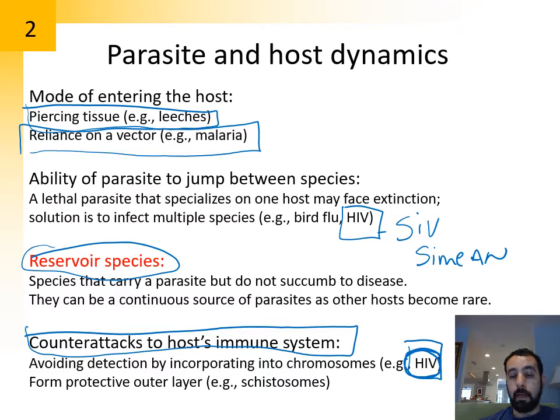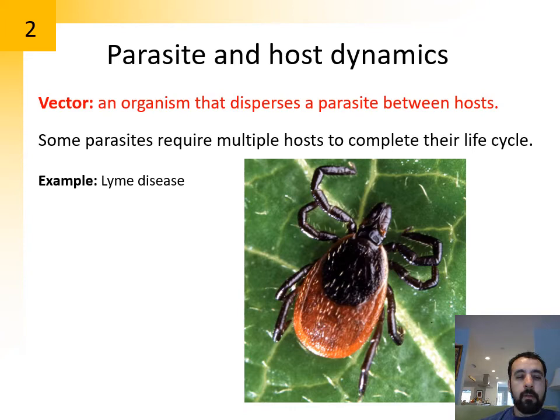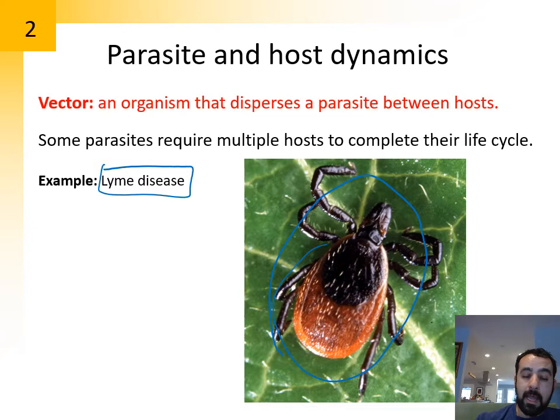So the counterattacks of the host immune system may determine how well the parasite can move from one species to the next. So, vectors. We said that vectors are these organisms that disperse the parasite between hosts. Sometimes what we actually have is a vector that is itself a parasite. Ticks are a good example of that. Ticks are a type of ectoparasite, but at the same time, they carry Lyme disease within them. So this is a parasite that doubles as a vector.